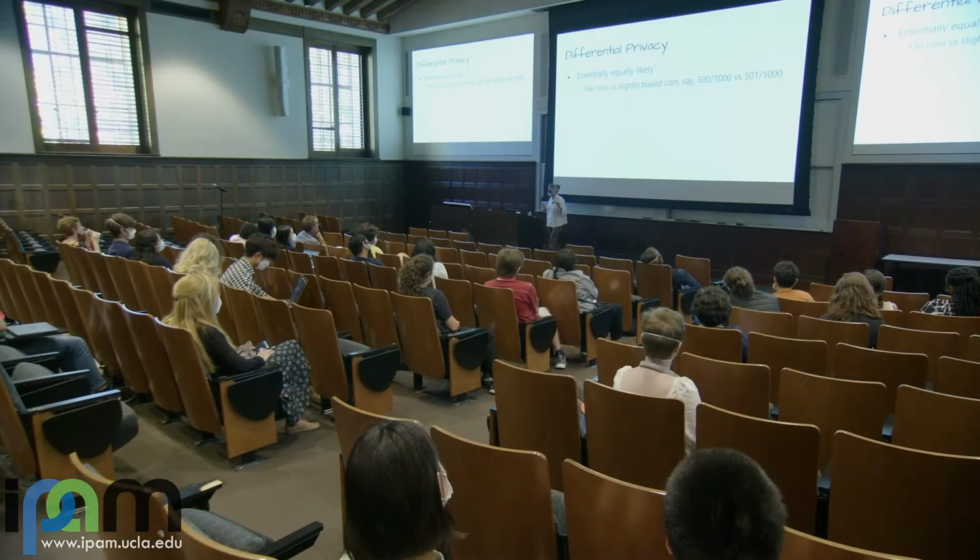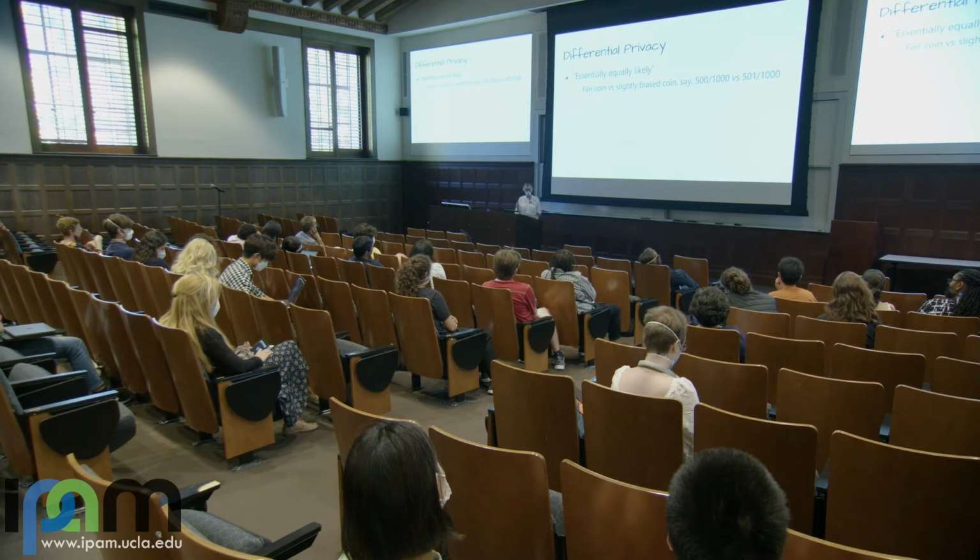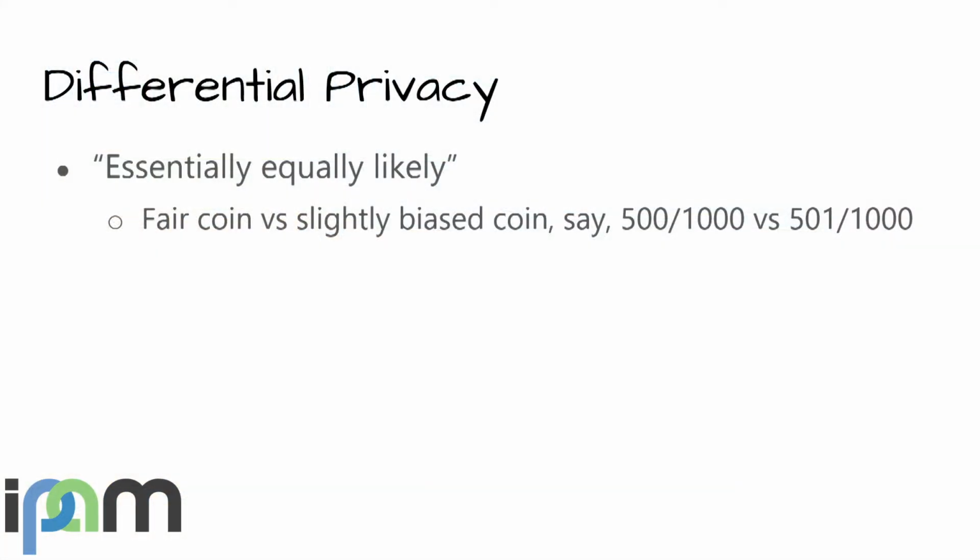So just to focus on that a little bit more, suppose you have a fair coin. A fair coin means that when you flip it, you get heads with probability a half. I'm going to say, instead of saying a half, I'm going to say 500 over 1,000. Still a half. And now consider a very slightly biased coin. And this slightly biased coin has chance 501 over 1,000 of coming up heads. So it's a little more biased towards heads.